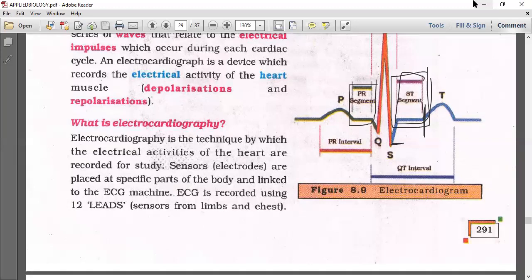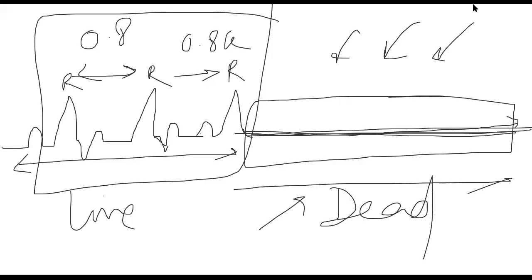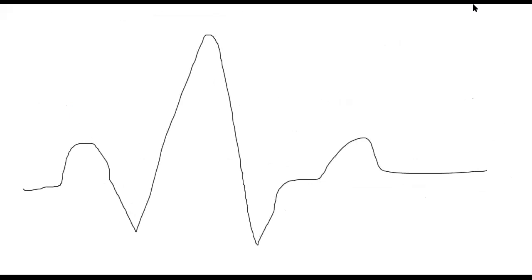Let me draw this diagram for you. You need to practice how the diagram comes, whether or not you draw all the details clearly. So that's it, this is the full ECG. First we'll write the waves. This is the P wave, Q, R, S, T: P wave, Q wave, R wave, S wave, T wave.